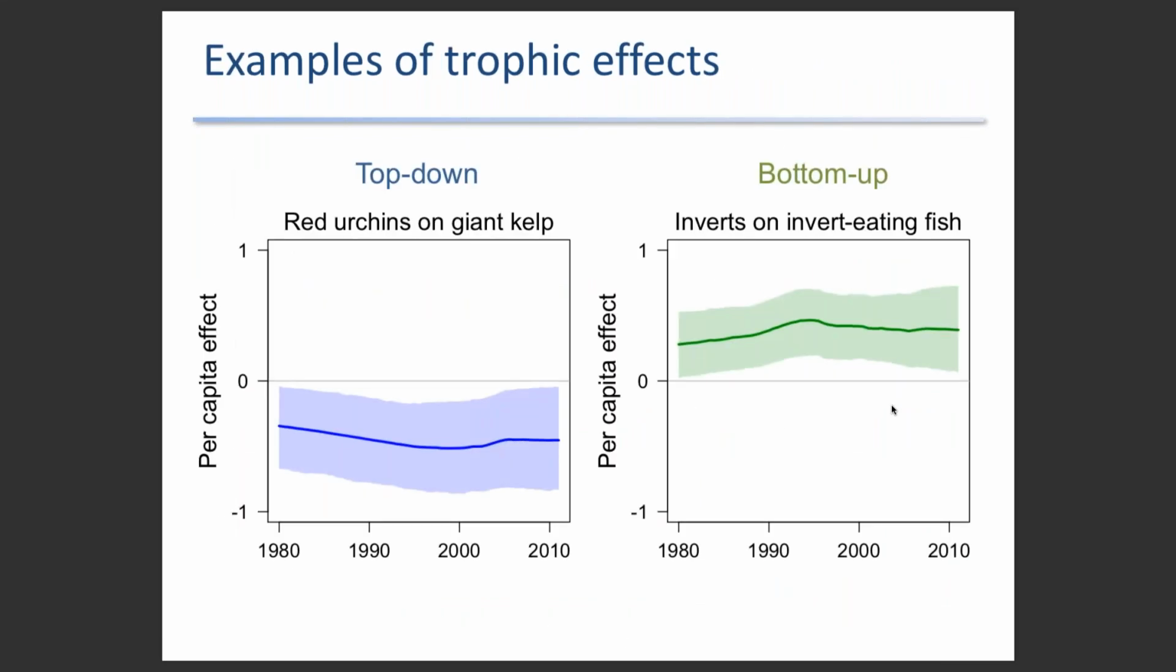Here are two examples of off-diagonal interactions. Here's an example of a top-down interaction. This is the effect of red urchins on kelp. It's negative, that's a good thing. But here, there's not much evidence that it varies a lot over time. Here's an example of a bottom-up interaction. This is the effect of some number of inverts on things that eat invertebrates, and it's positive.